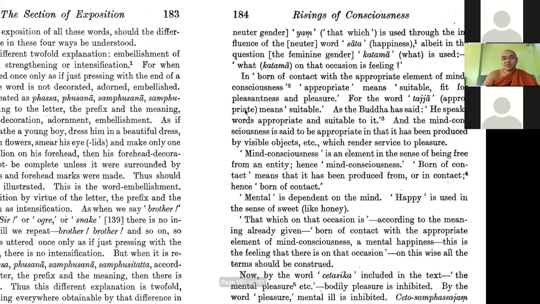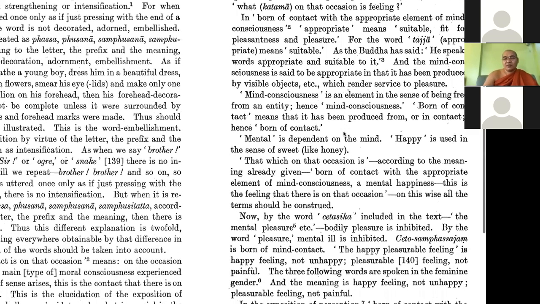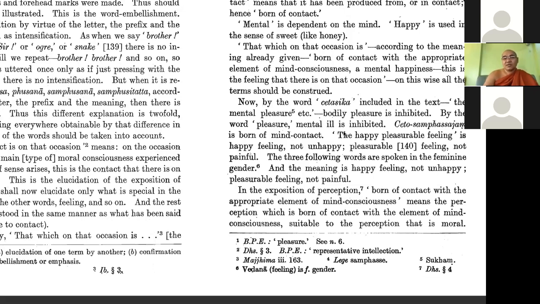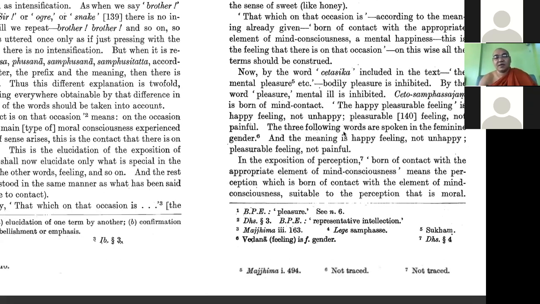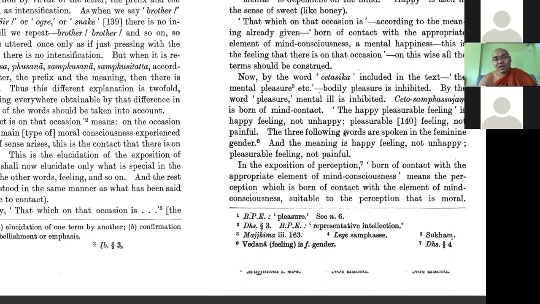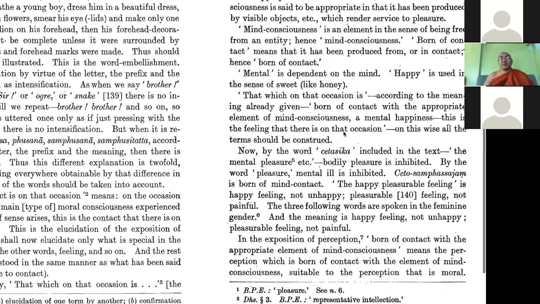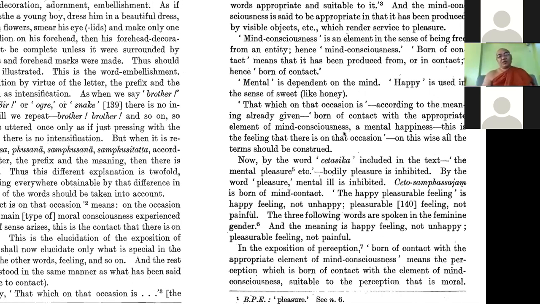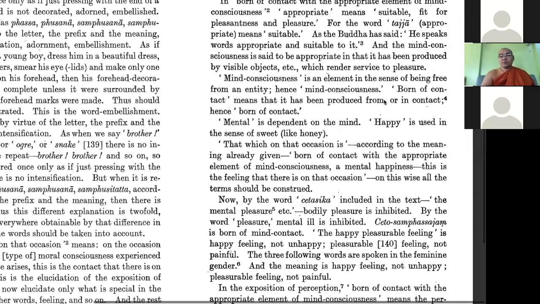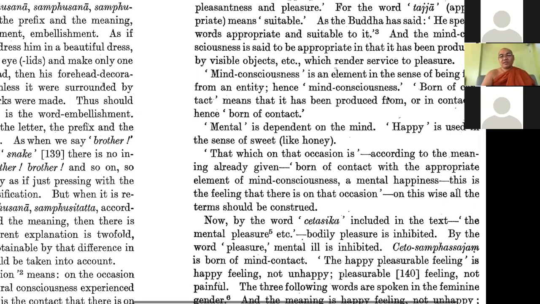As the Buddha has said, his speech was appropriate and suitable to it. In the Pali text, you can read the reference underneath, number three. Majjhima Nikaya, volume 3, page number 1. This is the page number of the BDS edition, not the Chattha Sangayana edition, so you have to know that. So he tried to confirm his statement with the Buddha's word. In that context, the Buddha used dajja as appropriate, and it is an indeclinable word. That is one way of explaining the word.